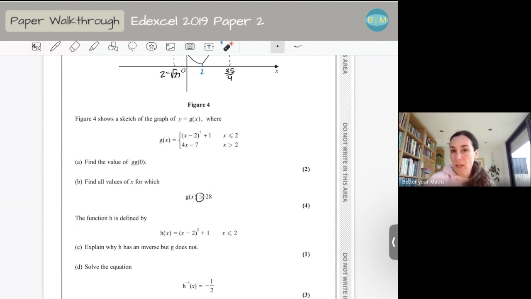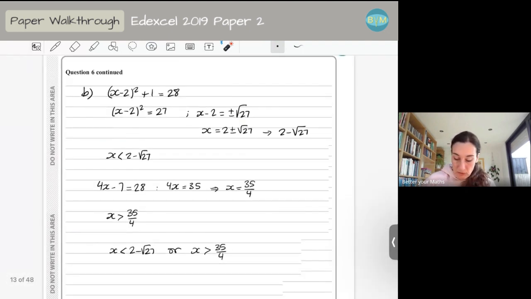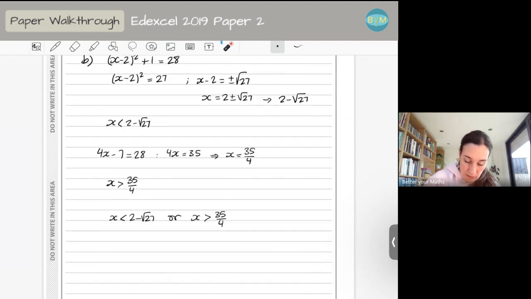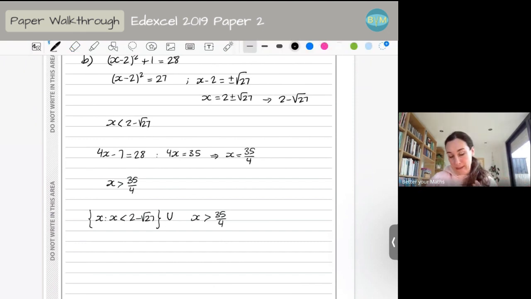But if they ask me to write set notation, remember I'm just going to add the x, the colon, the curly brackets, and instead of "or", I'm going to be more professional. I'm going to write union, because union is this or that. And again, the x, the colon, and the fancy brackets. That would be the best way of writing the answer.